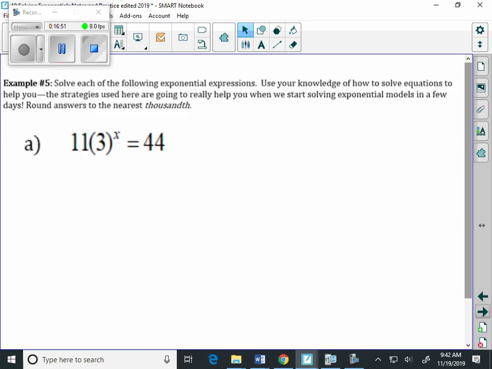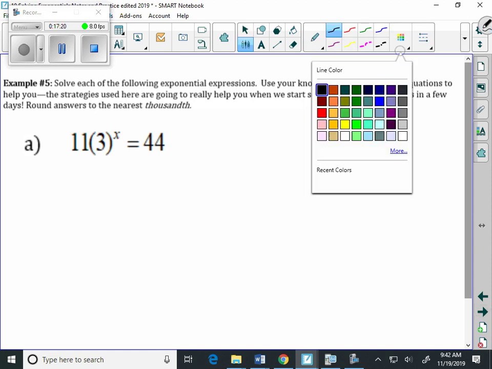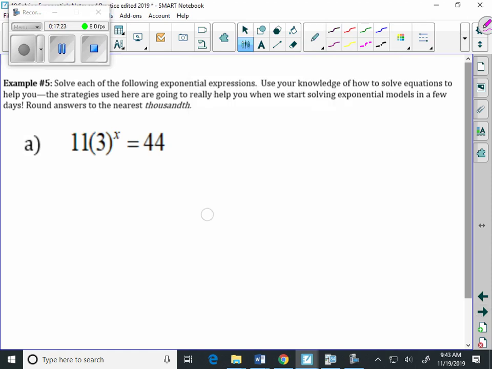Last kind of problems here. Solving each of the following expressions, use your knowledge of how you solve equations to help you. And these strategies are going to help us when we start solving exponential models in the next few days. We're going to still round our answers to the nearest thousandth. So I want to add one word here. I know it's your equation strategies, but really the important word when we're solving is that we want to isolate. We want to isolate our variable as much as possible.